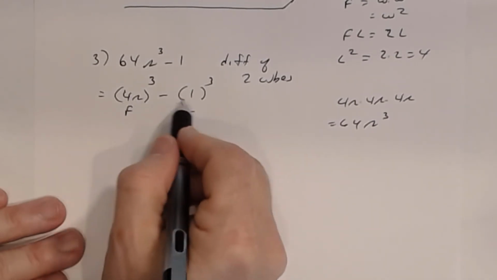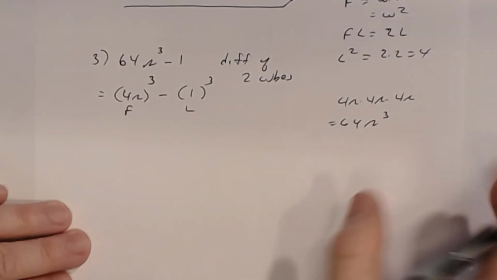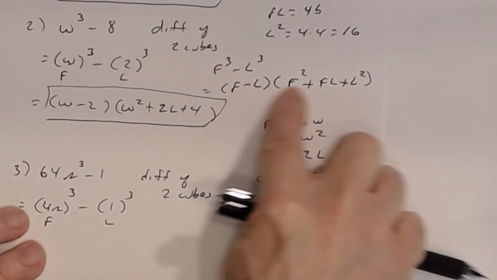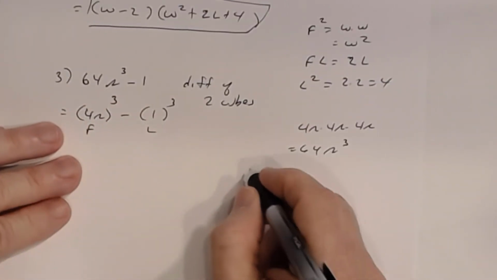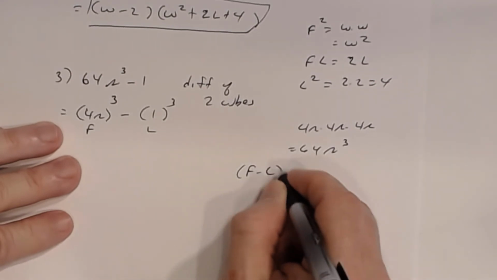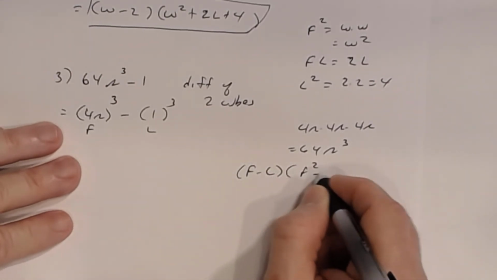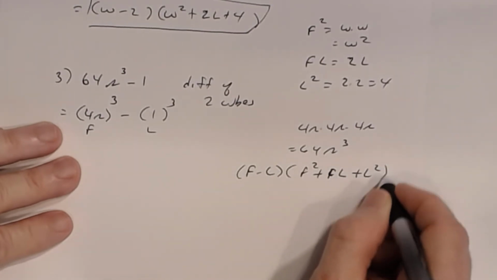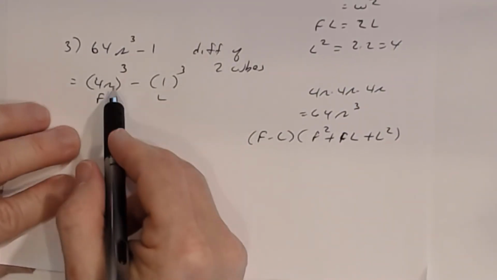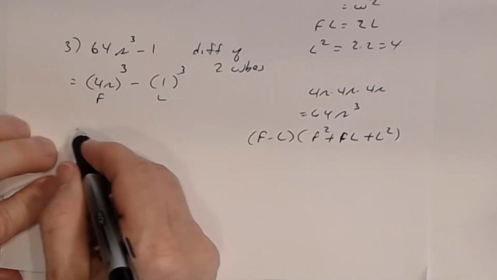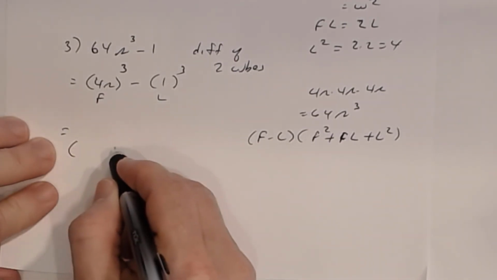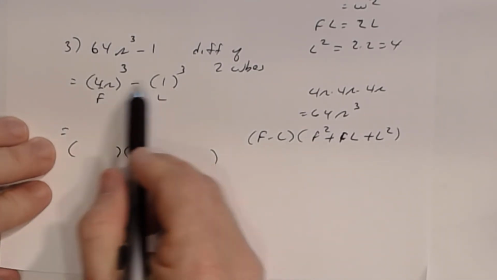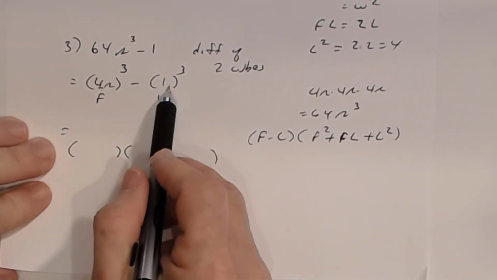So there's your first, there's your last, and then all I do now, remember the difference of two cubes, is use this formula. So I'm going to go ahead and rewrite it. The formula is F minus L times F squared plus F times L plus L squared. Remember, the difference of two cubes is a binomial times a trinomial. So your binomial is easy. That's just 4s minus 1.